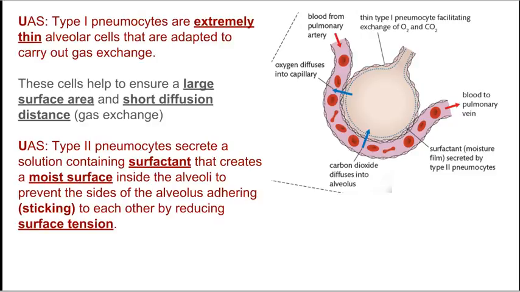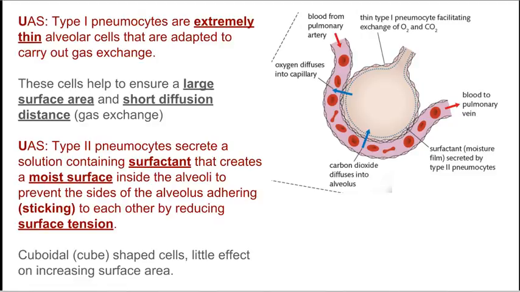So lungs do need to be moist. Remember, the gases need to diffuse through a watery or aqueous environment, but we can't have these very fragile little sacs sticking together. So the type 2 pneumocytes are really important here in creating that surfactant. They don't help to improve the surface area. They're cuboidal shaped cells, so they're cube shaped cells. So they're not flat or thin like the type 1 pneumocytes. They are simply there to create this surfactant and reduce the surface tension.